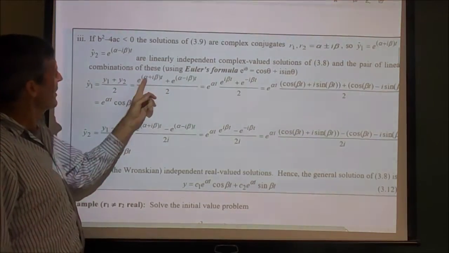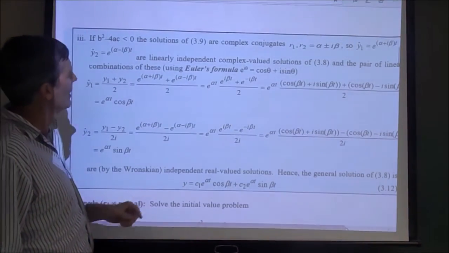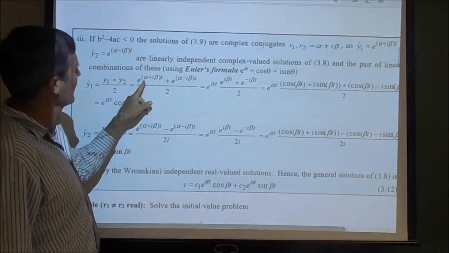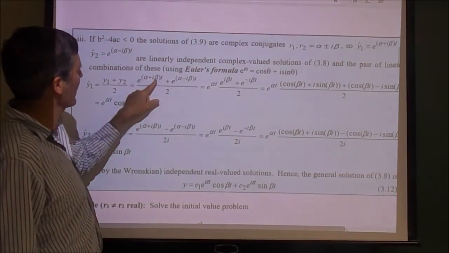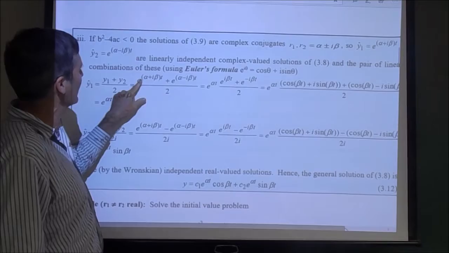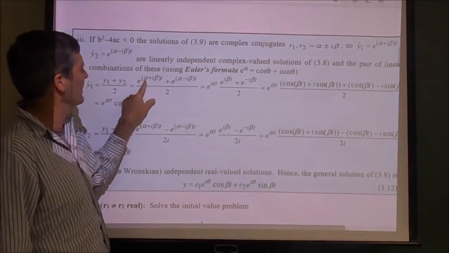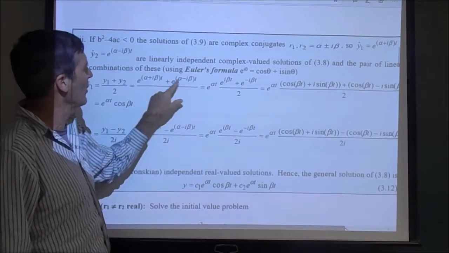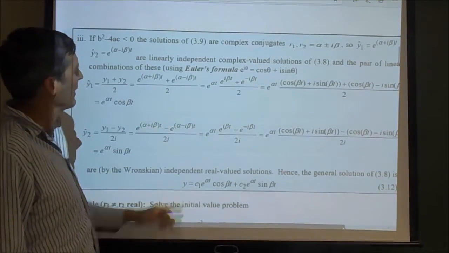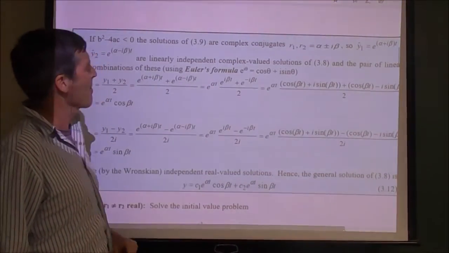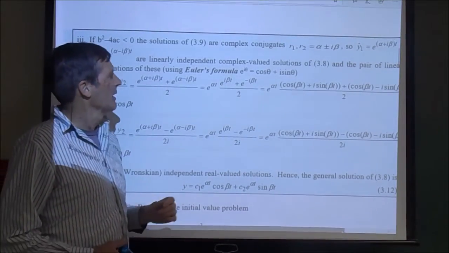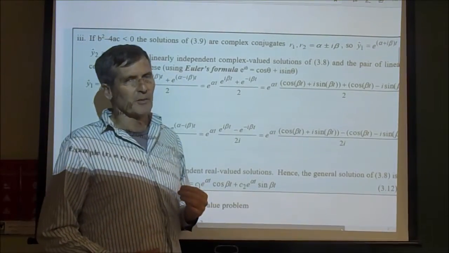That means you have this plus this over 2. Well, if you use the property that e to the (alpha plus i beta)t is e to the alpha t times e to the i beta t, you can rewrite it like this. You can factor e to the alpha t out of both of these and pull it out front, and now you've got this. But now you've got to remember Euler's formula.